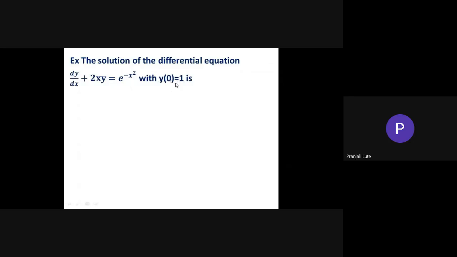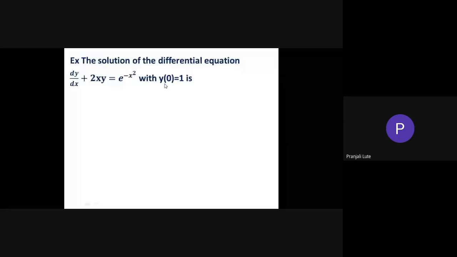Yes. So here see, dy by dx represents y is a function of x. Y is a function of x. So this is y of x equal to 1. So y of x. What is the value of x here? X is 0 and here y equal to 1.